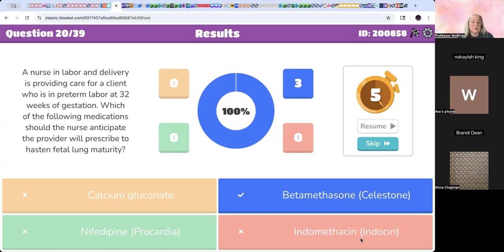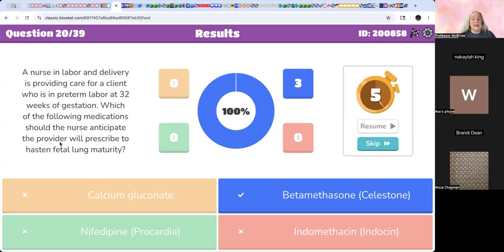Indomethacin is also a tocolytic. Is it also used for anti-inflammation? It's an NSAID. So Indocin is an NSAID and it has tocolytic properties, but we don't usually use it at 32 weeks and beyond because it can cause the ductus arteriosus for the baby to close. But we do use it for preterm labor prior to 32 weeks.